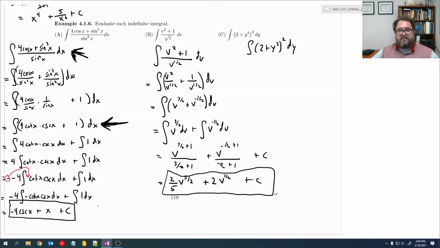Well, how can we rewrite this? Well, we have 2 plus y squared times itself. So just using algebra, we can say, all right, let's see, 2 plus y squared squared, that's 2 plus y squared times 2 plus y squared.